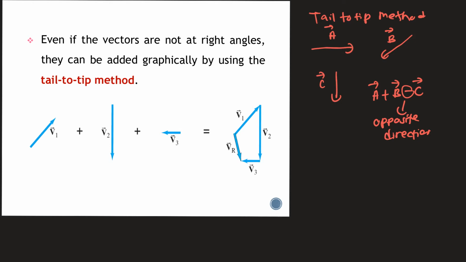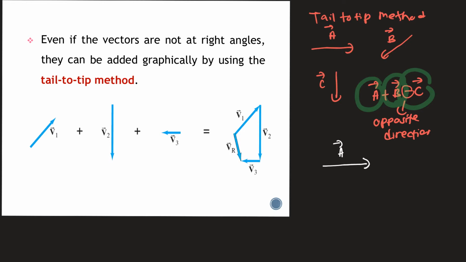Okay, so let's draw for this part. Make sure that when you draw for the A plus B plus C, you follow each step, which means that you are going to start with A. After that, you are going to draw B, and then after that, you're going to draw negative C. Okay, so A, like that.